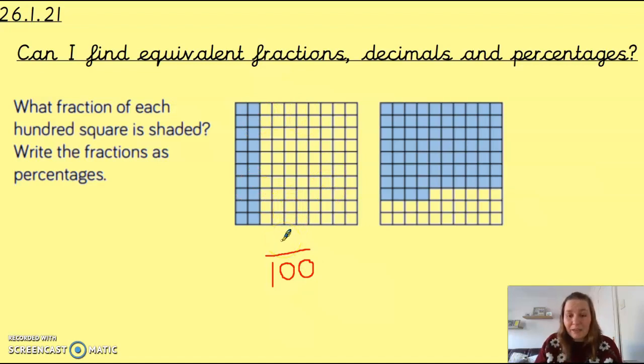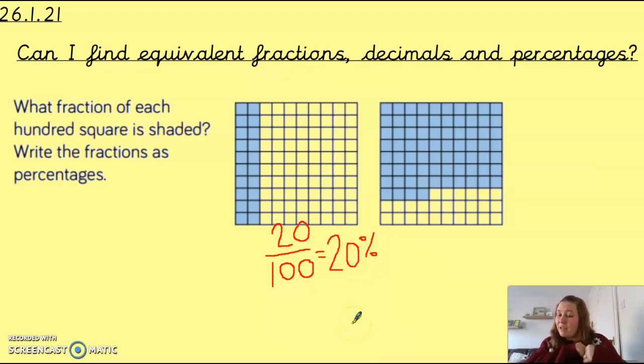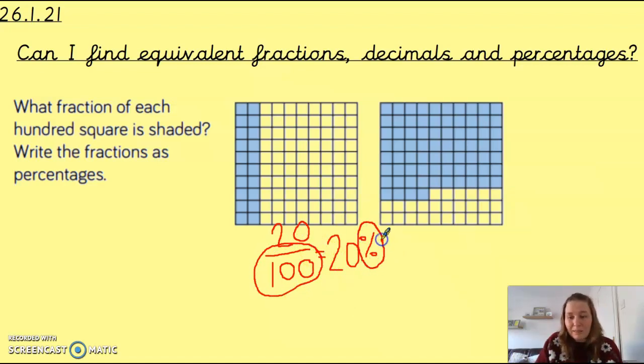How many are shaded, or how many have I got? I've got 1, 2, 3, 4, 5, 6, 7, 8, 9, 10. 10 strip, another 10 strip, 20. So the fraction is 20 over 100. This line means out of 100. 20 out of 100. If I want to write it as a percentage, 20 out of 100. Okay, 20%. So when your fraction's got 100 at the bottom, it can just transfer straight into percentages. This part, out of 100, and this part mean the same thing.